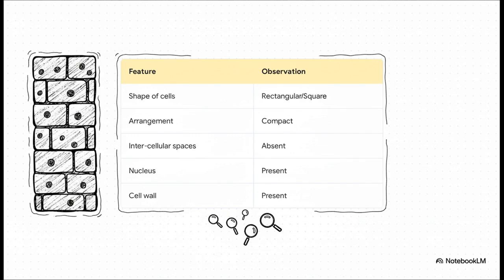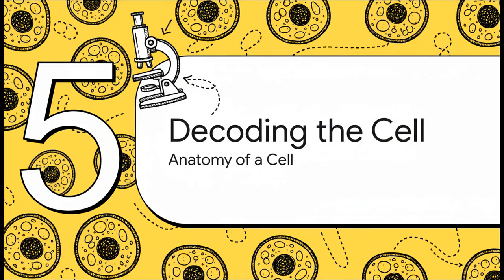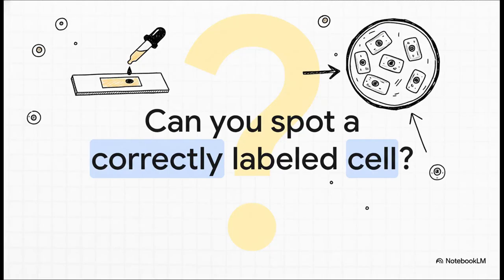And inside each one, thanks to our stain, you can clearly see that little dark dot. That's the nucleus. And you can also see the strong outer border, which is the cell wall. Okay, now that we've had this amazing view, let's make sure we really know what we're looking at. Let's decode the different parts of a single one of these cells. So I have a little pop quiz for you. Based on what we've just seen and talked about, do you think you can figure out which one of these diagrams has all the labels in the right spots?